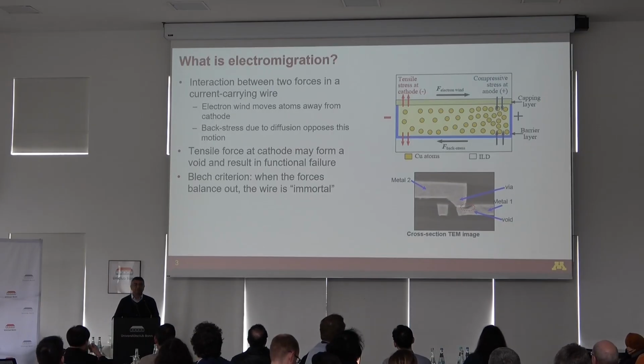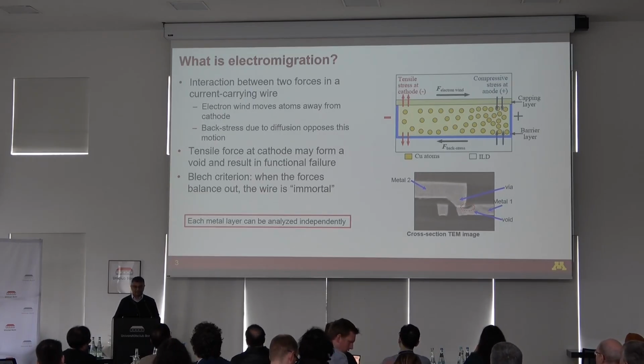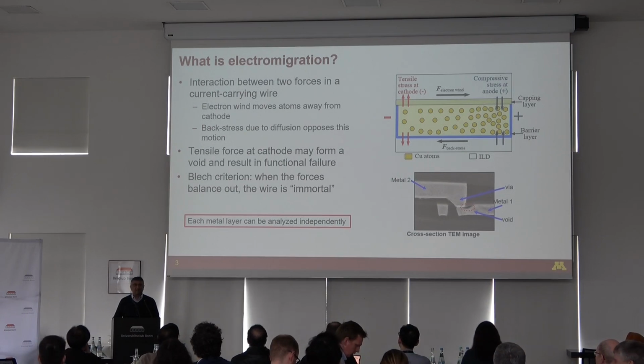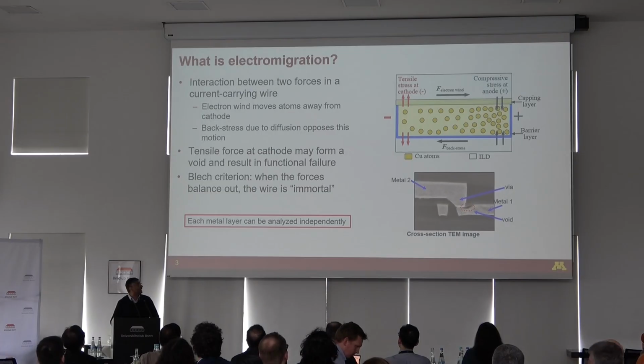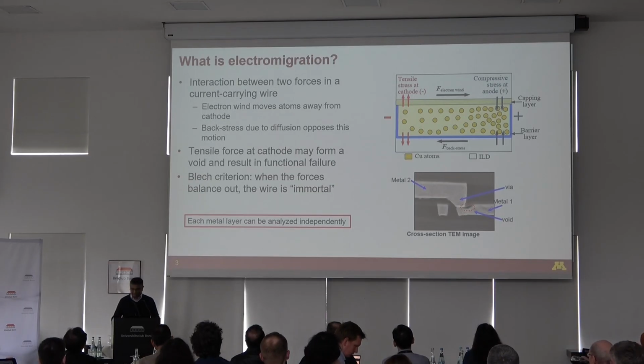The most important thing to remember is that in today's technologies, where you use copper interconnects, every metal layer can be analyzed independently because there's this barrier layer between elements that's shown over here. This barrier layer prevents metal atoms from going even through vias to the next layer. And this, in some sense, simplifies the problem, but in other senses, it makes it more interesting.